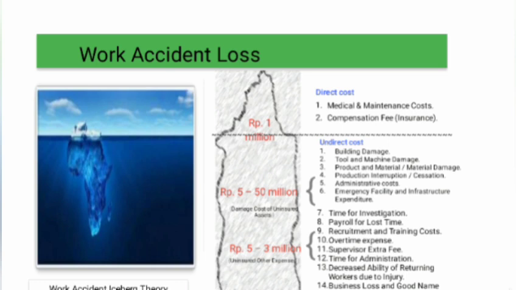These losses include direct costs of work accident loss, such as medical costs or care for the victim and compensation fees, and then indirect costs such as building damage, tool and machine damage, product and material damage, production interruption, administrative costs, emergency facility or infrastructure expenditure, temporary machine rentals, time for investigation, payroll for lost time, recruitment and training costs, overtime fees, supervisory extra fees, time for administration, decreased ability to return to work due to injury, business loss, and good name.